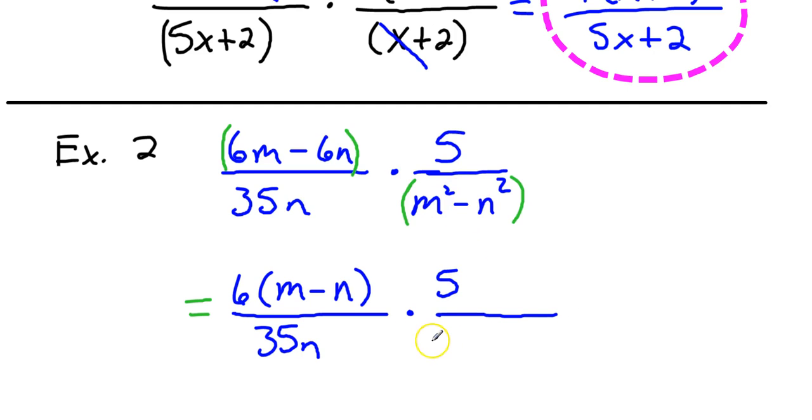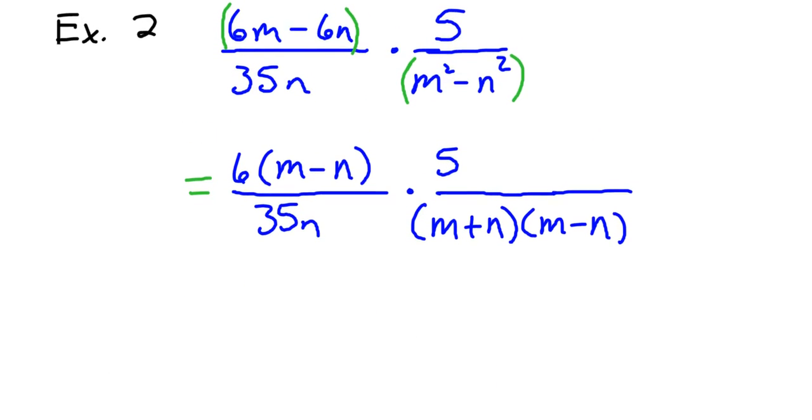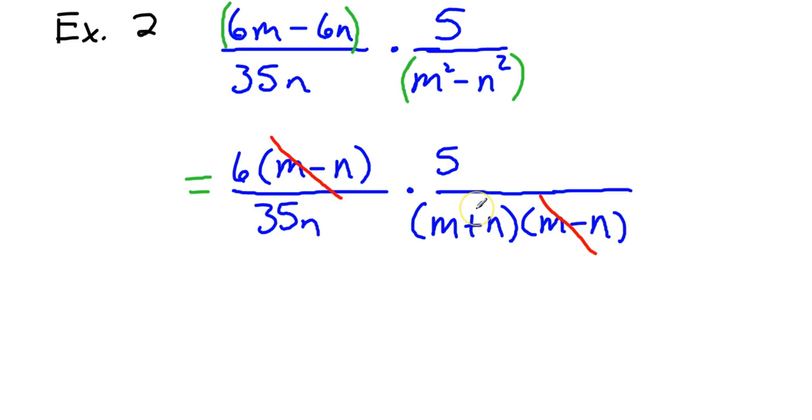So when you factor this one, it's going to be m plus n and m minus n. For that second one, the squared term, instead of being a number, is a variable, but it's still the difference of two perfect squares. And now you can start canceling. You've got the m minus n here and there. Take those out. 6 and 35, you're not able to simplify, but you can do 5 and 35. Divide them both by 5 and make that a 1, make that a 7.